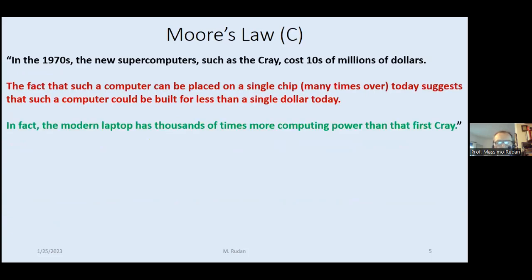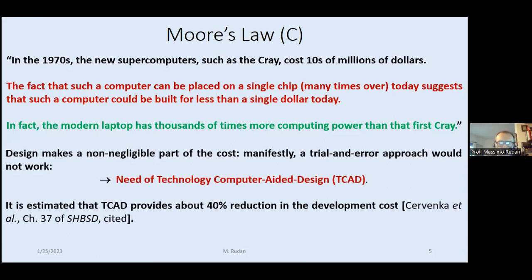And if we make a comparison of what the cost could be of a supercomputer of the 70s, a very famous example of it was the Cray computer that may cost some millions of dollars. And now we can put in a single chip at least as much computing power as that of a Cray for a much, much smaller cost. This means that we need a very clever and accurate method for designing chips. And clearly, this cannot be done by trial and error. This is heavily done using the so-called technology computer-aided design, that is designing by computer simulation. It is estimated that using TCAD provides about 40% reduction in the development cost. I'm quoting again a chapter of that recent book.